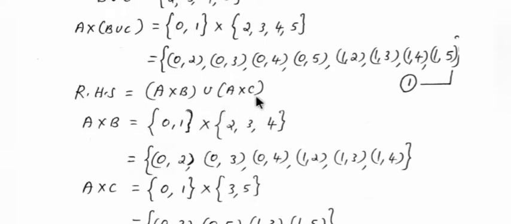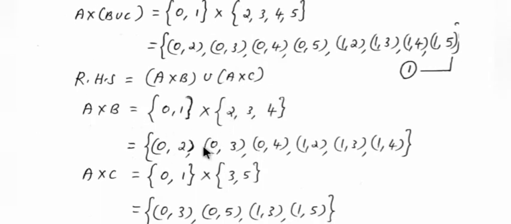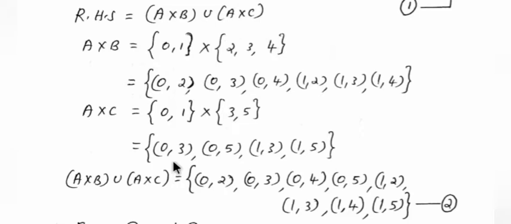Then find out A × C. A × C is equal to, substitute the set A first, {0, 1}. Then put this cross. Then substitute the set C. C is, we know, {3, 5}, that can be substituted here. Then take the cross product. We will get (0, 3), (0, 5), (1, 3), (1, 5).